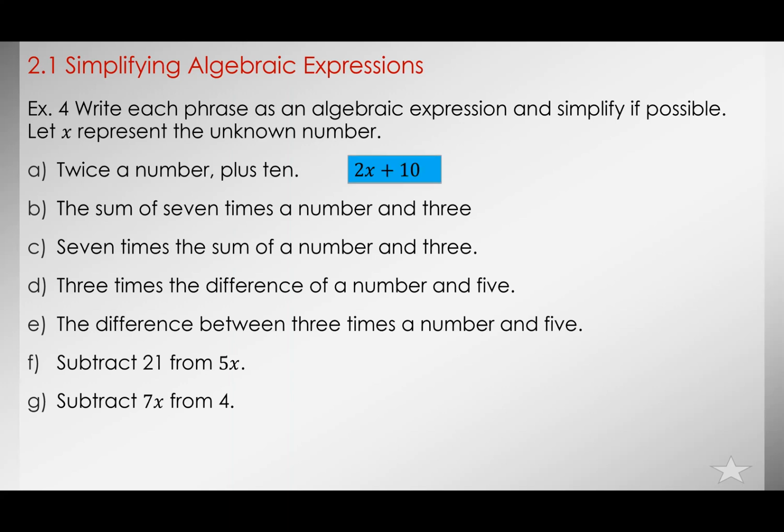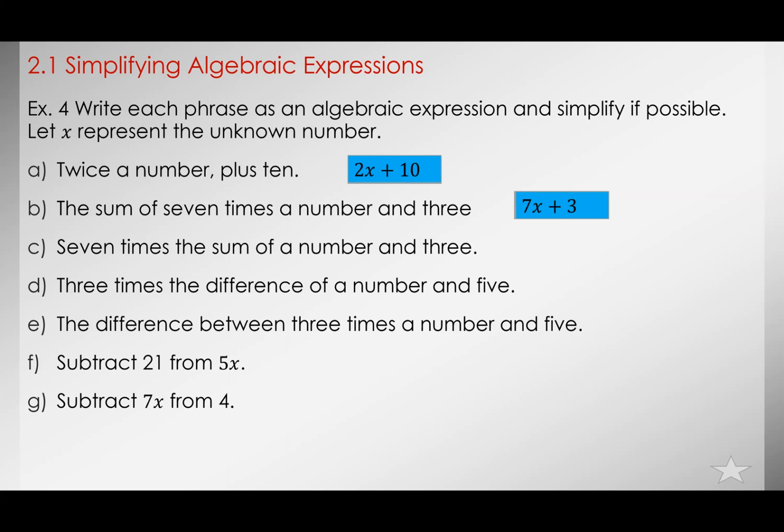For B, they ask you for the sum of 7 times a number and 3. We know the sum means addition, right? The addition of what? The sum tells us the addition of 7 times a number, which is 7 times a number, and we don't know the number, that's why it's our x. And the addition is between 7 times a number and 3, which is between 7x and 3. We cannot simplify because they are unlike terms, so this is 7x plus 3.